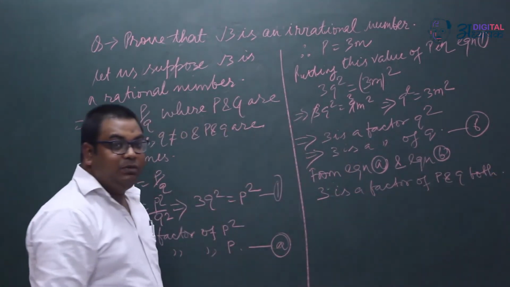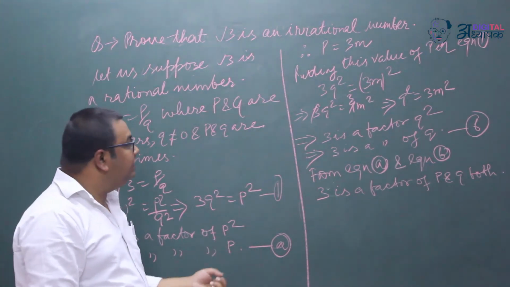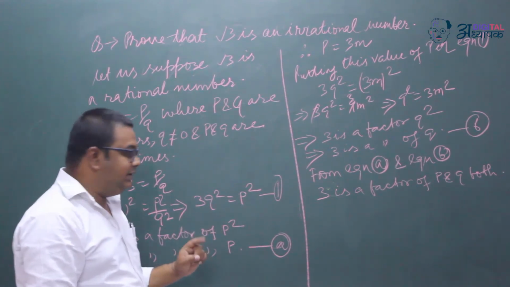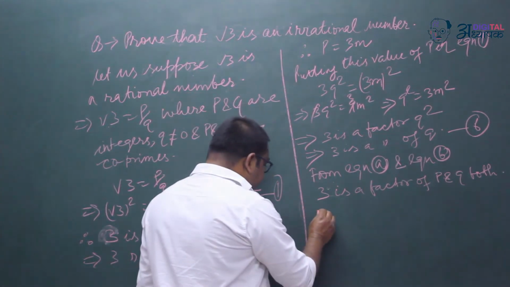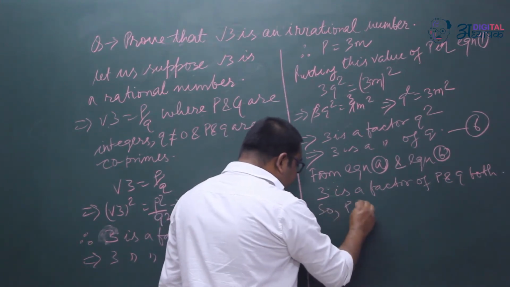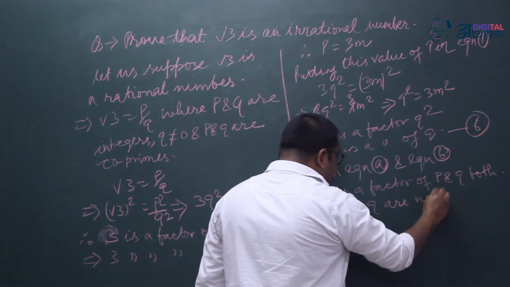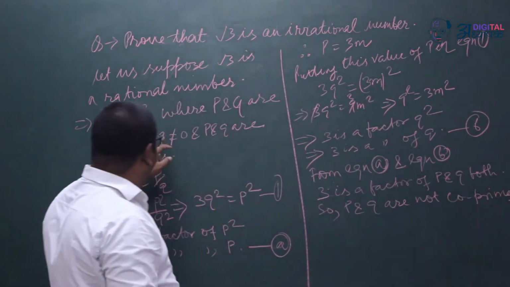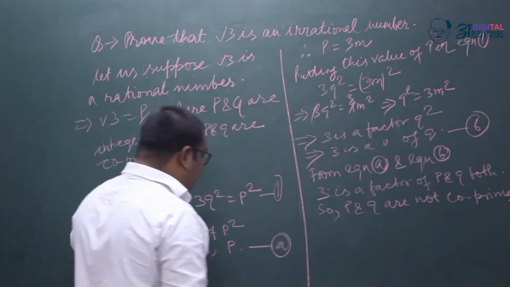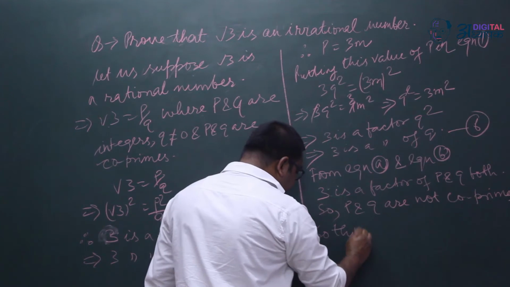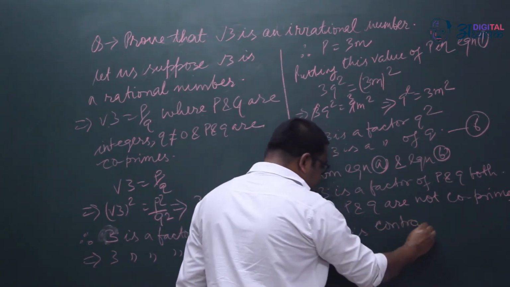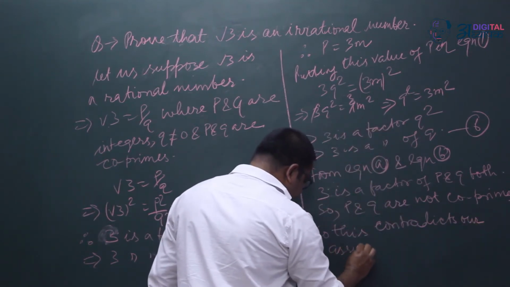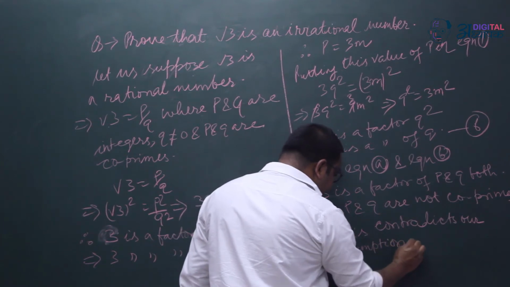What does it mean? It means that P and Q are not co-primes, because I have said that P and Q must have a common factor, that is 1. It cannot have any other common factor other than 1. So we can say P and Q are not co-primes. And if P and Q are not co-primes, it goes against our assumption. So this contradicts our assumption.